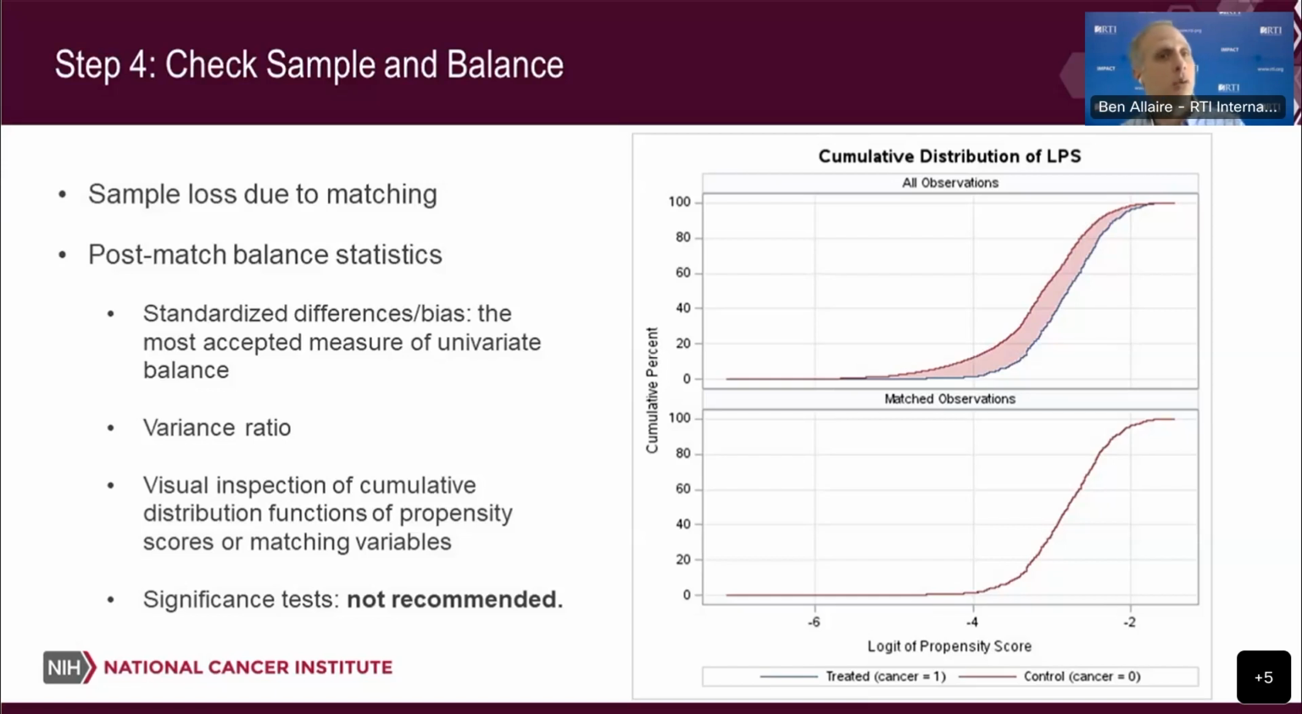And you can see on the right here that we have an example of the cumulative distribution of the propensity score. And you can see in the one on the top, there is much less overlap than the one in the bottom. Actually, in fact, in the bottom one, you really can't see much overlap at all, indicating that this was a relatively successful match.